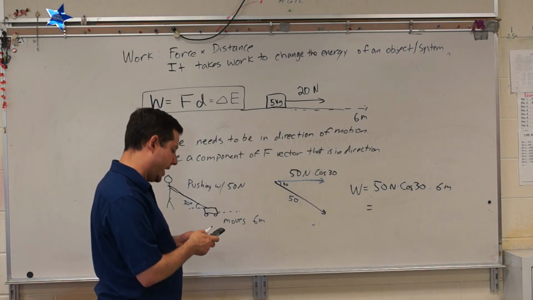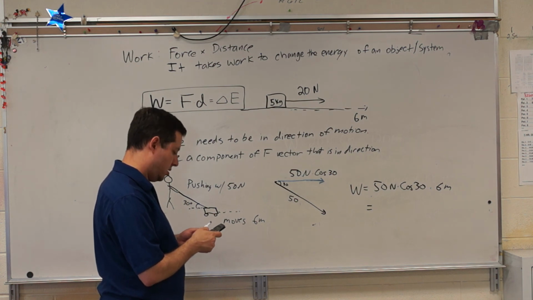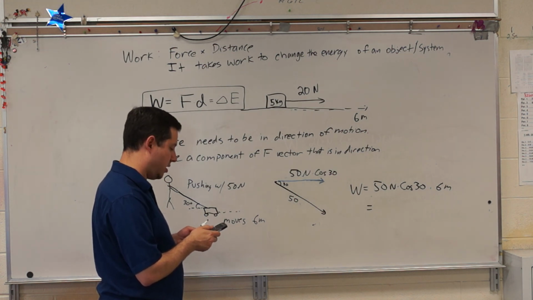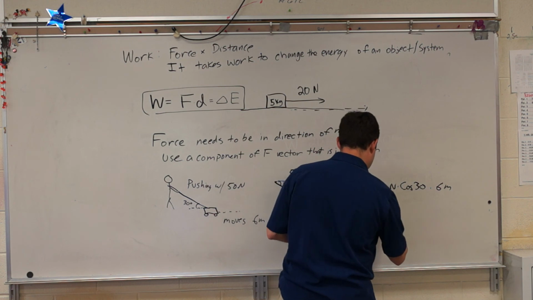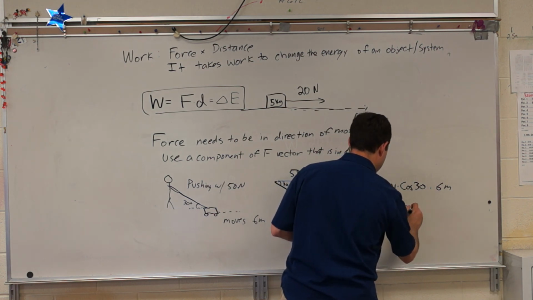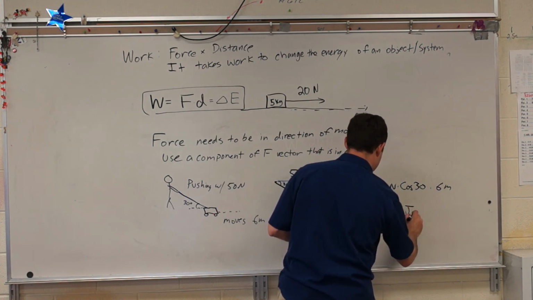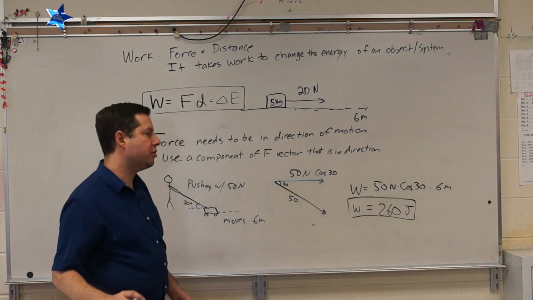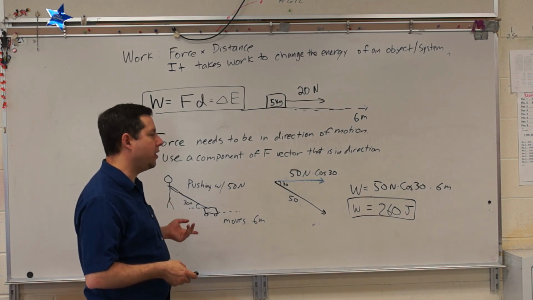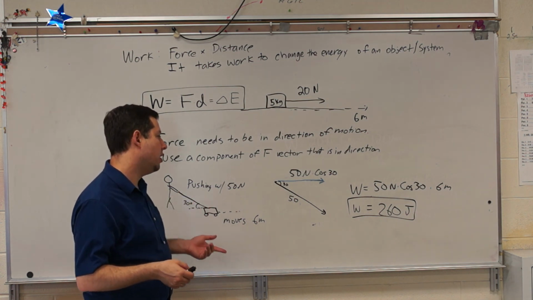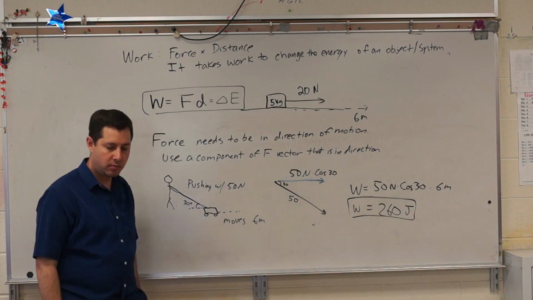So it would be 0.87 or so times 300, or about 260 joules of work. Meaning you also increased the energy of the system in some way, either through friction or increasing kinetic energy, by 260 joules. That is it.